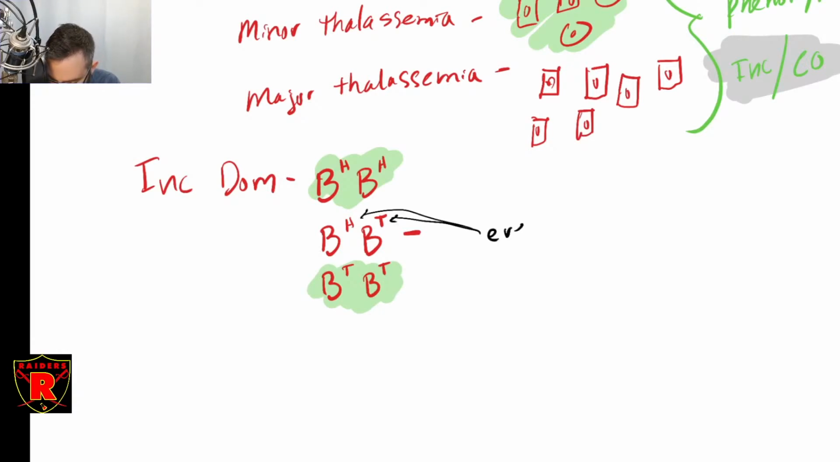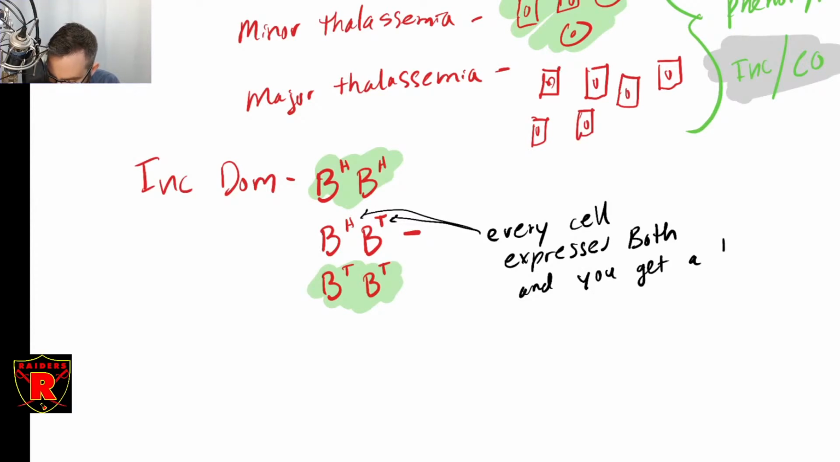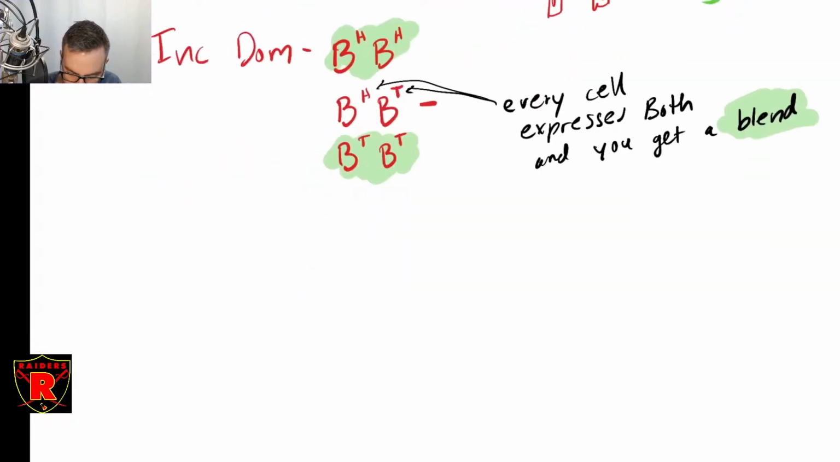So this is every cell expresses both, and you get a blend. The key here being that the middle one is every cell shows a blend of the two traits together into a new third thing. Okay, or the other option is that it's codominance.